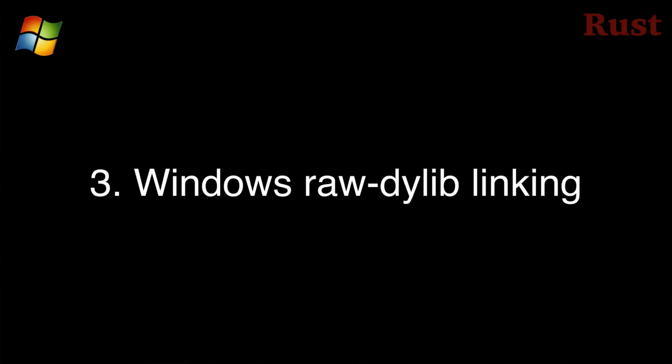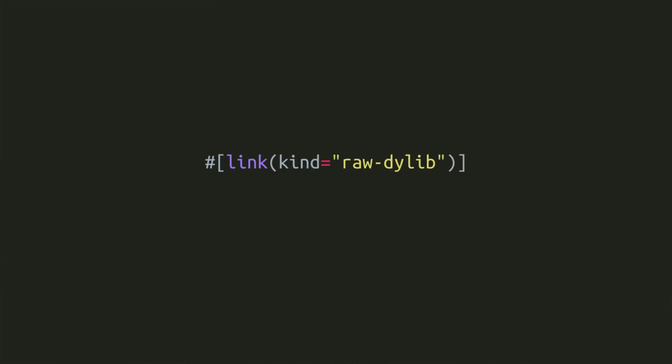Number 3, up until now, linking your Rust project with a dynamic library DLL file on Windows required having an import library in the form of a .lib static library available at build time, which usually meant you had to ship that import library with your project in order for others to build on Windows and link to that DLL you want to call into. Now, using the raw-dylib option with the link attribute, you no longer need that import library.